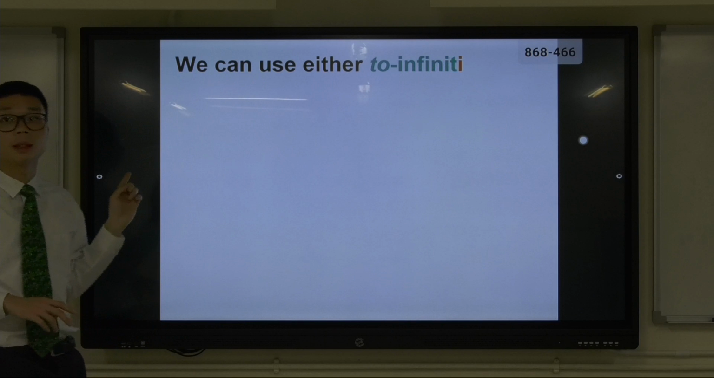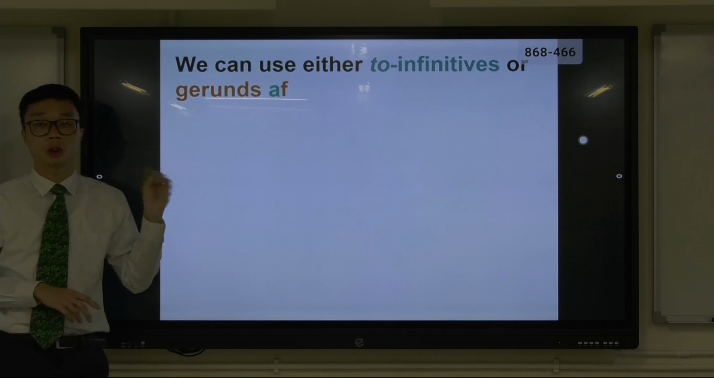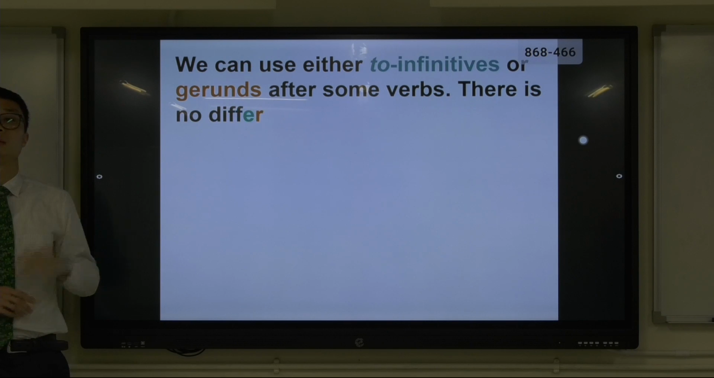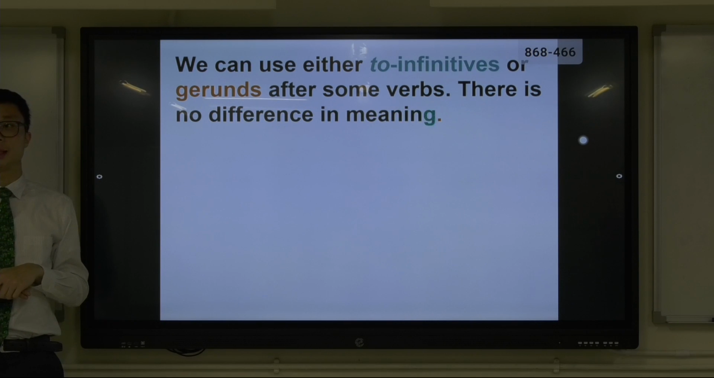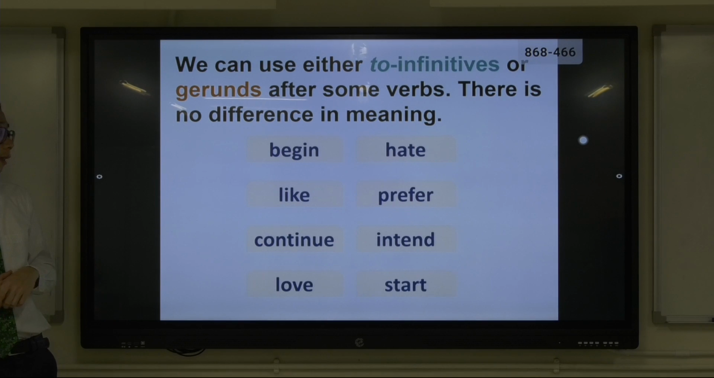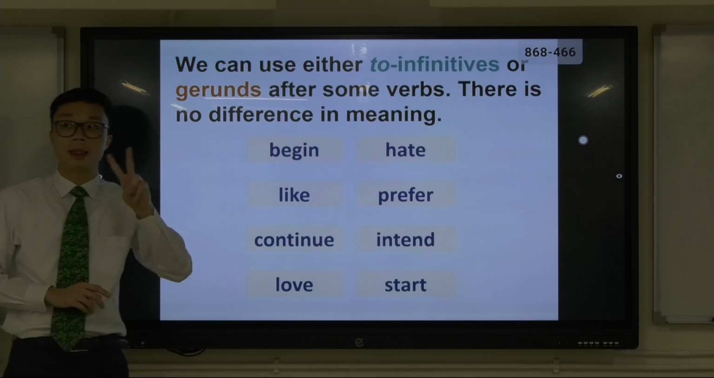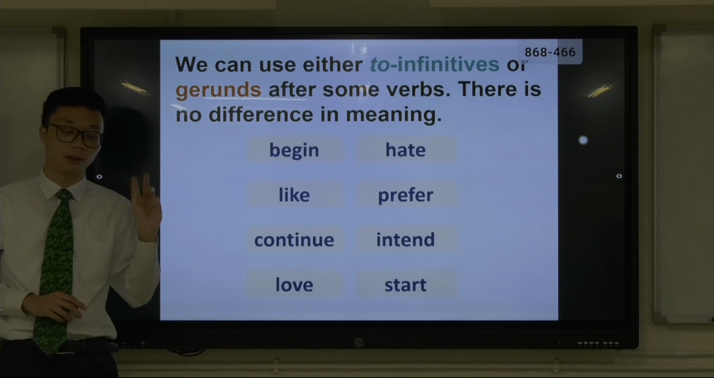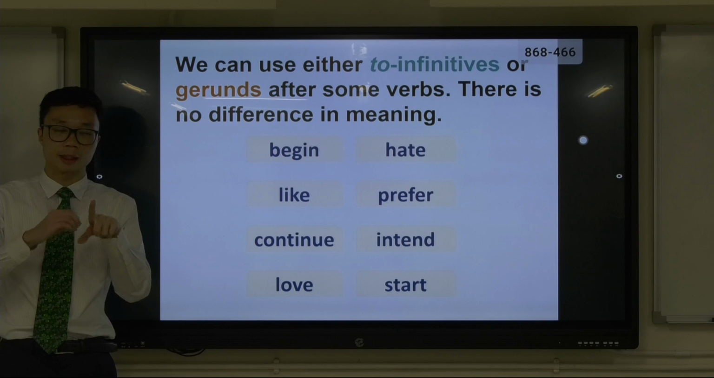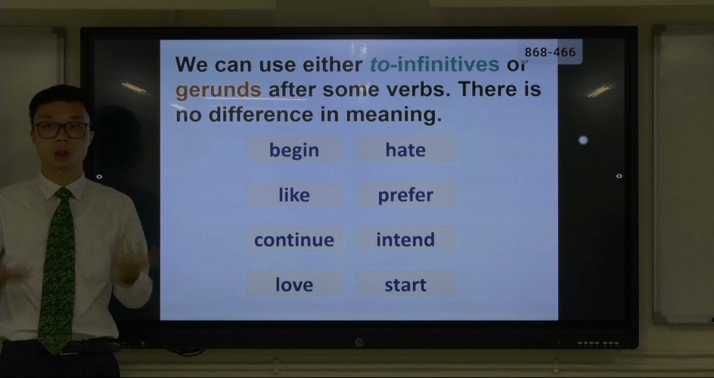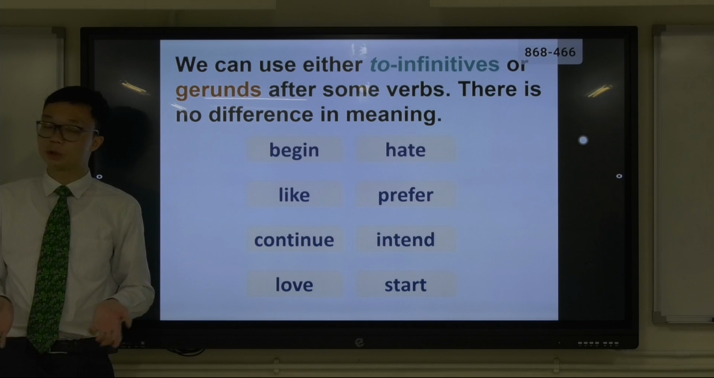Sometimes we can use either to-infinitives or gerunds after some verbs. There is no difference in meaning. So that means if a sentence has two verbs, you can either add "to" in front of the second verb, or change the second verb into a gerund, whichever is best.